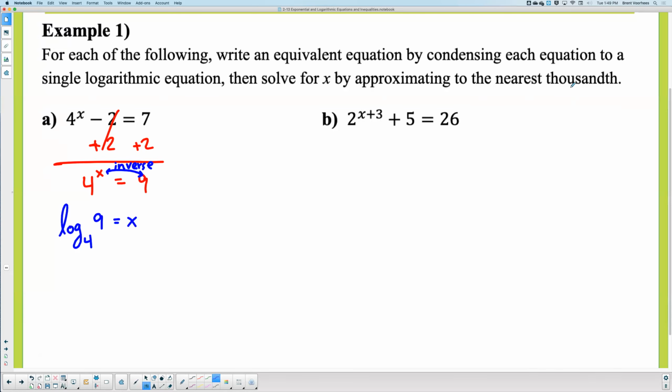But step 4 says to approximate. We want to approximate by rounding to the nearest thousandth. So I'm not going to leave my answer in this form. We're going to approximate, which means I'm going to do X with a squiggly. Let's go see what this is in the calculator.